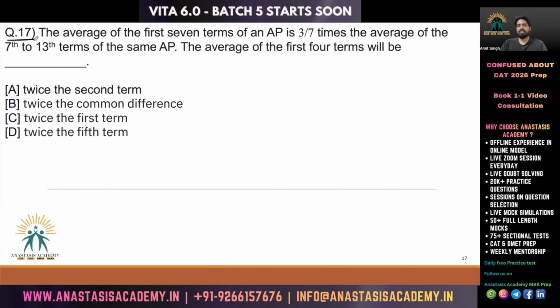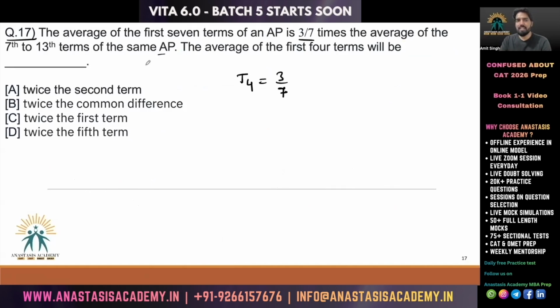Okay, let's look at this question now. The average of first 7 terms of an AP is 3 by 7 times the average of 7th to 13th term of the same AP. Guys, if you know the average of an AP is the middle term of that AP, so you can write the average of first 7 terms would be the fourth term. So T4 would be 3 by 7 times.